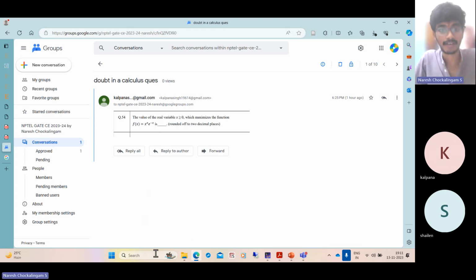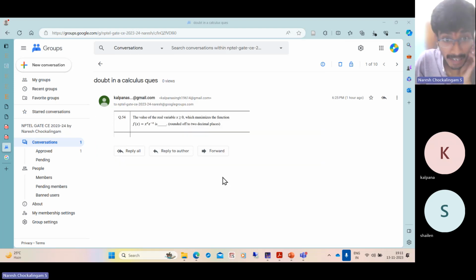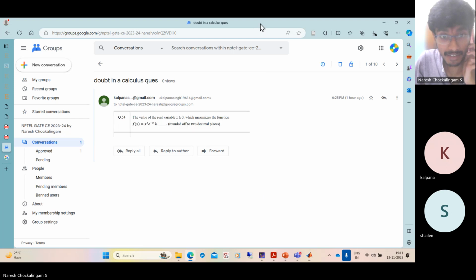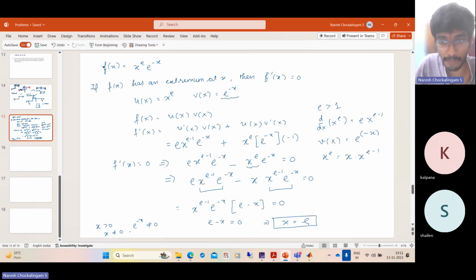Okay, we can do one thing. We can check it roughly. Yeah, most likely this. But you get the procedure right. Is that okay? Second last step, how did you make out that x is equal to e?